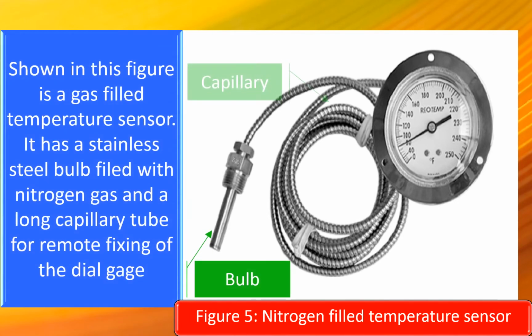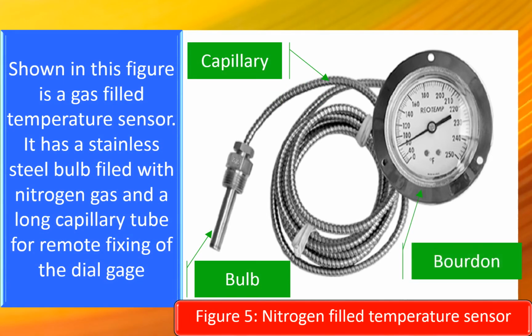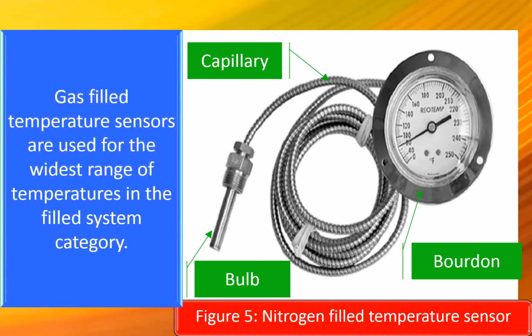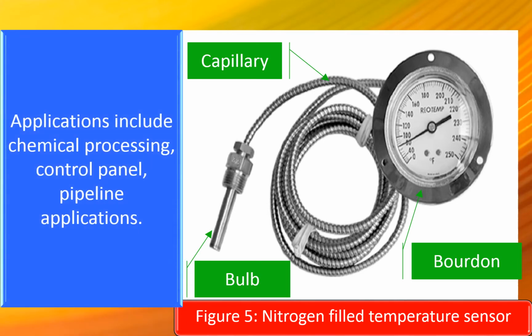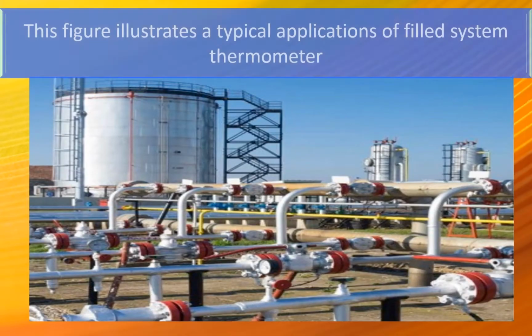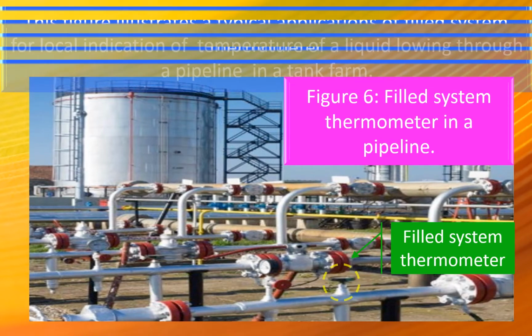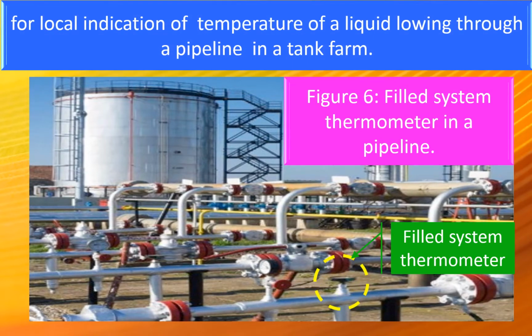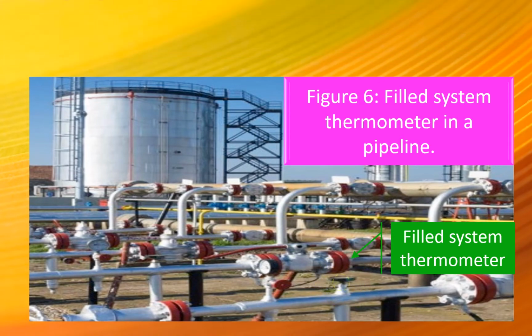Shown in this figure is a gas-filled temperature sensor. It has a stainless steel bulb filled with nitrogen gas and a long capillary tube for remote fixing of the dial gauge. Gas-filled temperature sensors are used for the widest range of temperatures in the filled system category. Applications include chemical processing, control panel, pipeline applications. This figure illustrates a typical application of a filled system thermometer for local indication of temperature of a liquid flowing through a pipeline in a tank farm.